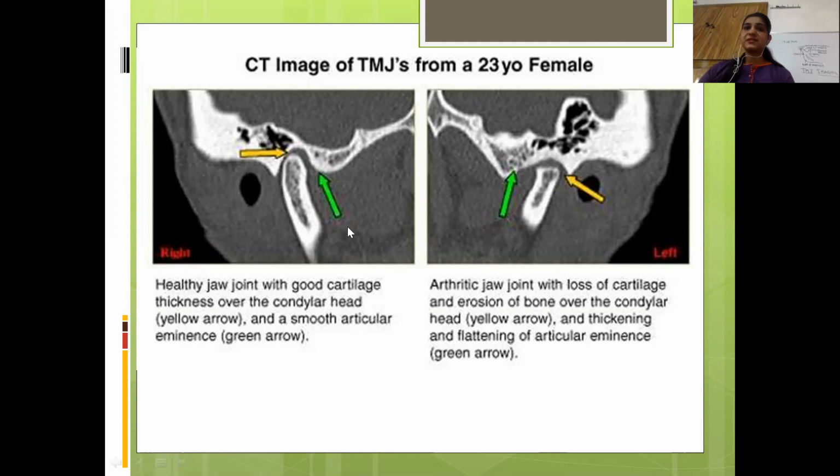So this is the healthy joint space over here on the right side, but on the left side we can see the arthritic joint. So can you make a difference between the healthy and the unhealthy joint bony structures in this patient?